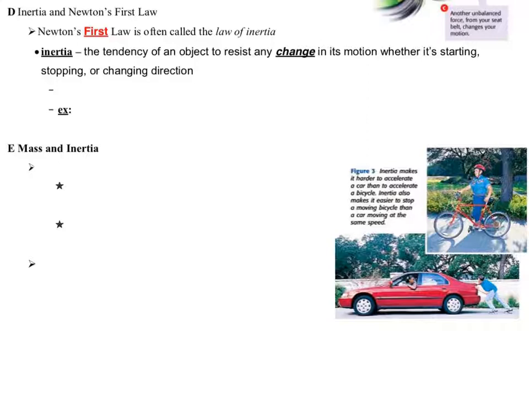Next question, what objects don't have inertia? The answer is none. No objects don't have inertia. In fact, all objects have inertia. And there's the bell. All objects have inertia.